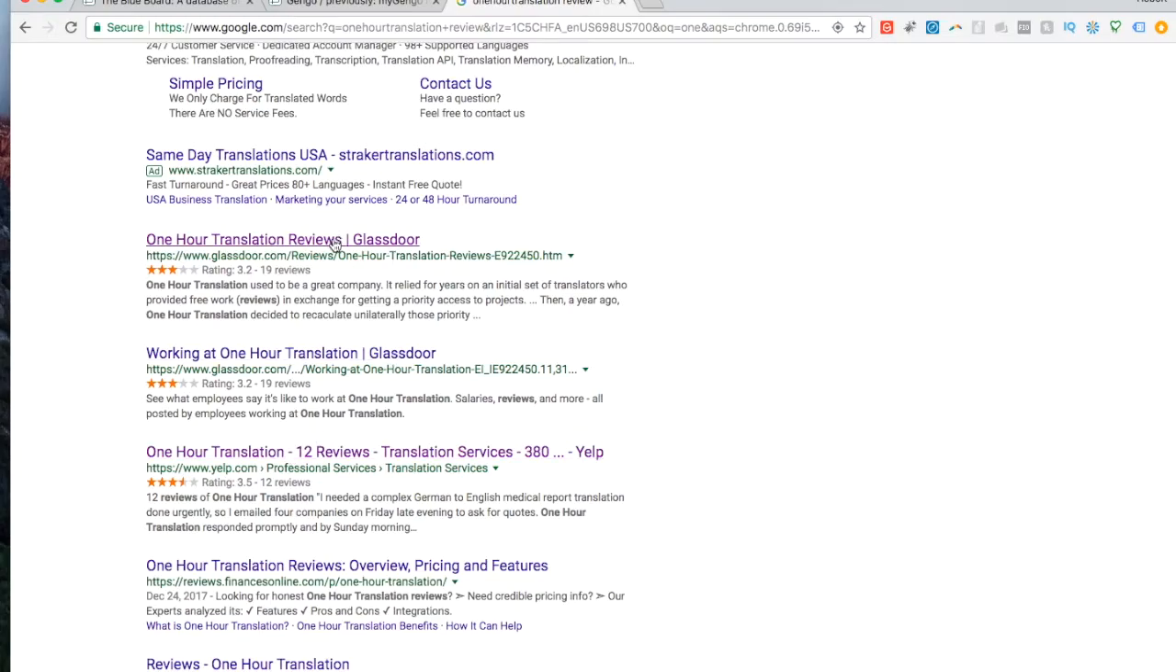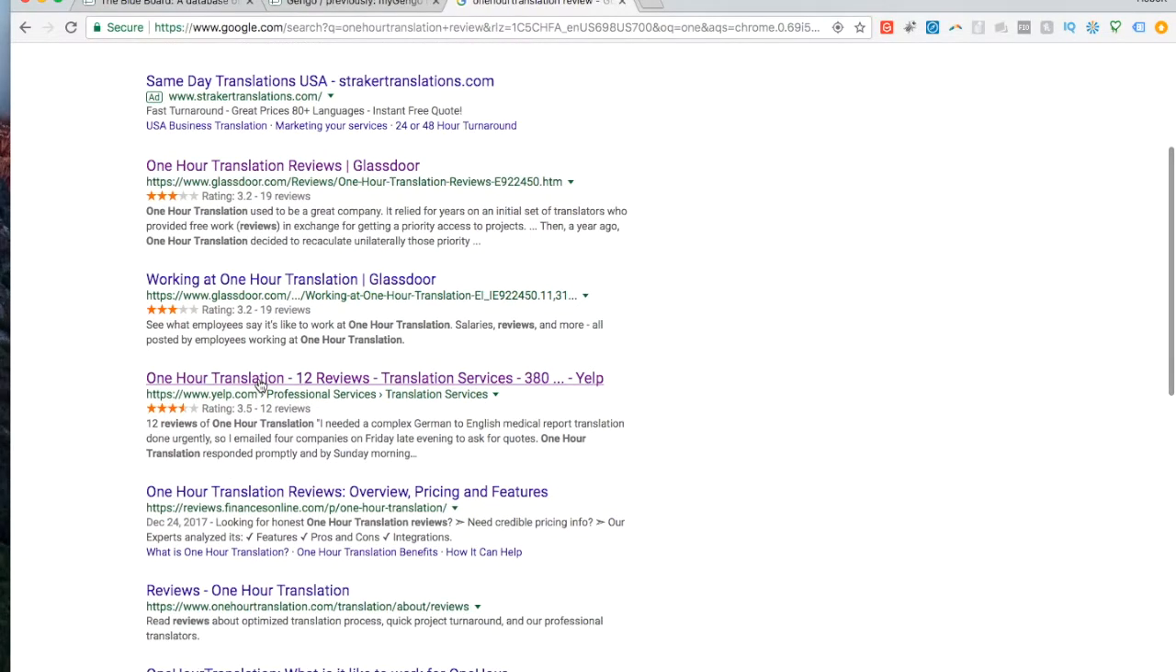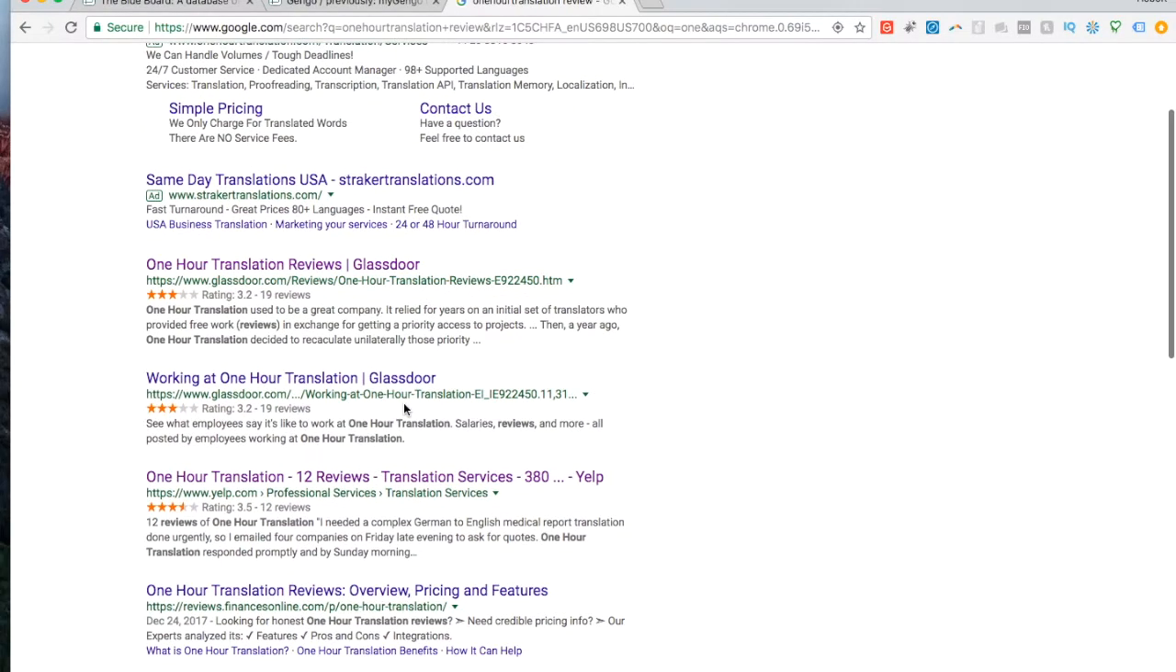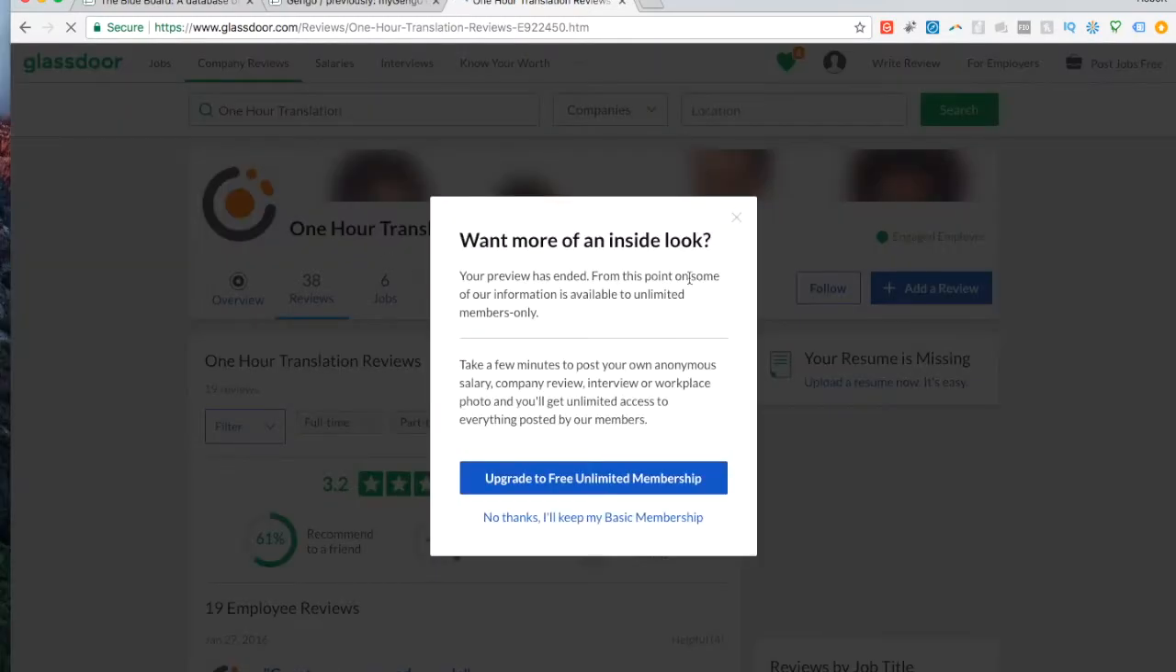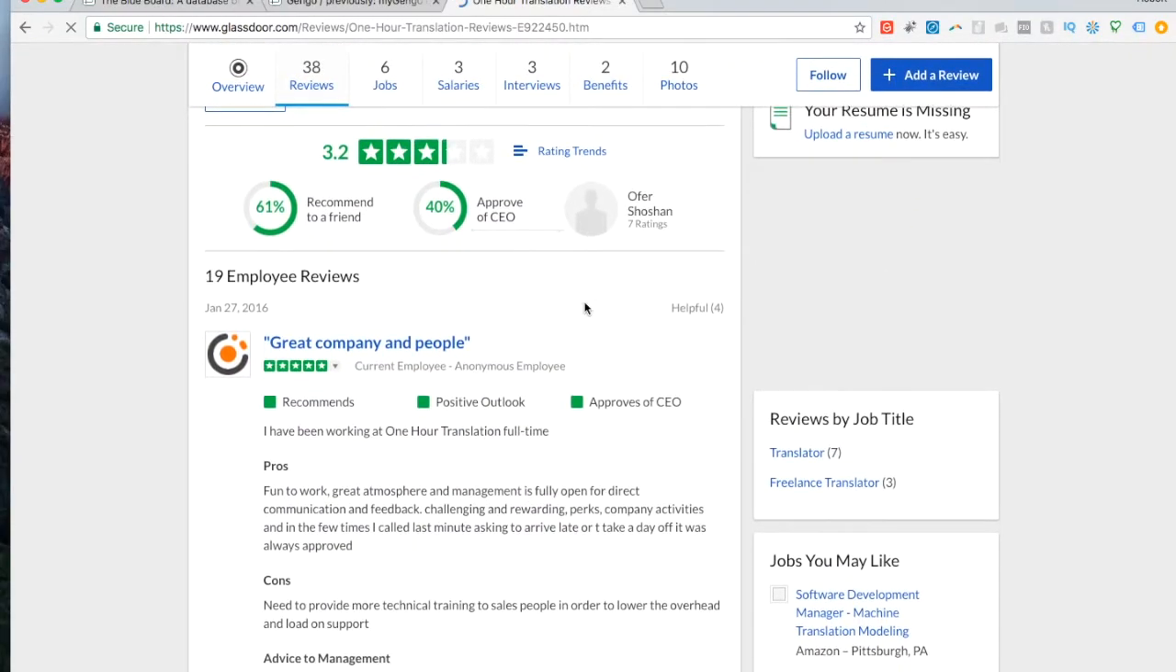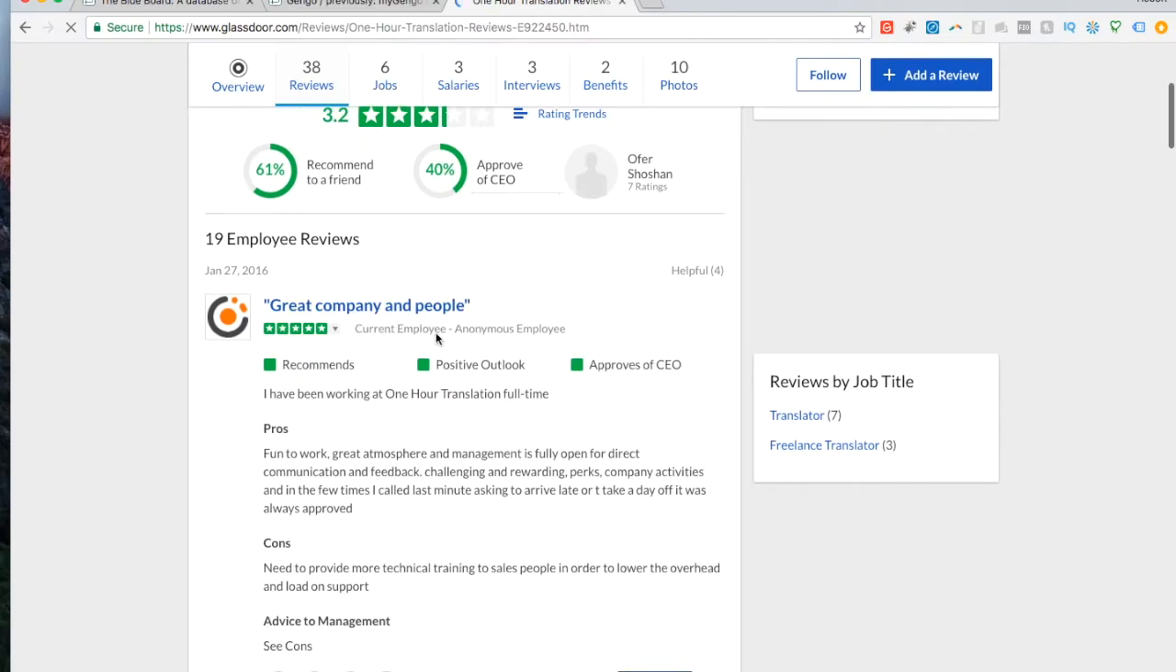Glassdoor is a website that rates them from the perspective of employees. So if you're working there, it rates how it is to work there, and that's 3.2. So that's what I would trust more than anything if you're going to work for 1 hour translation. Yelp, as you know, reviews it from the point of view of a consumer, and here it's 3.5. So you can make of it what you wish. Here, I'll just click on it quickly, just to show you more or less how it works. "Great company and people." Current employee, anonymous employee.